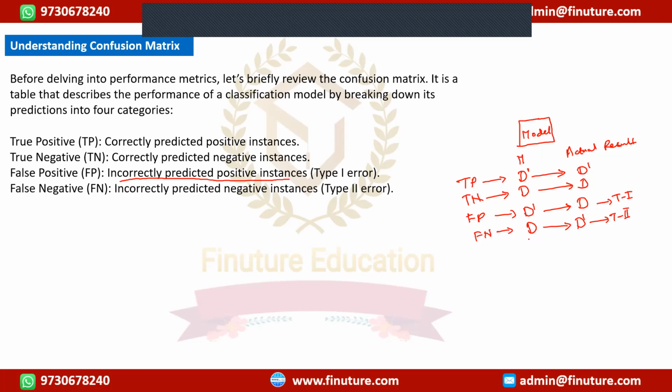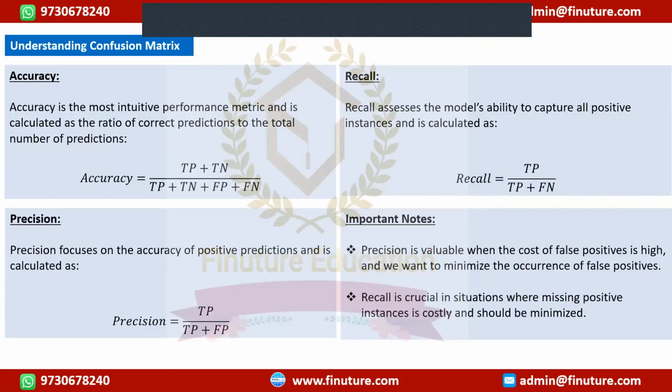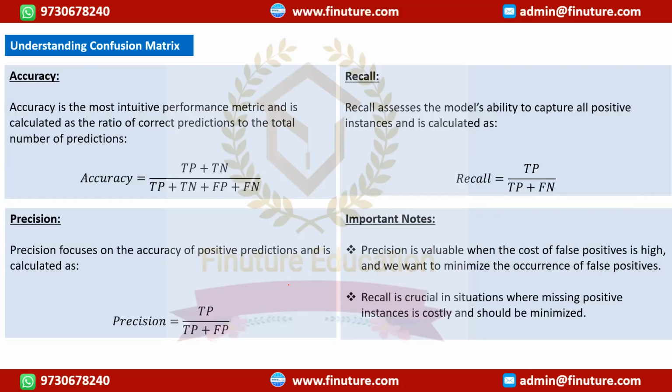So remember, we said that the model says a person is guilty, but he was actually innocent. So the jurisdiction system says he is guilty, but he was actually innocent. So that's kind of a type 2 error. So these are the terms that you have to bear in mind. And these are the various performance metrics that are used in the confusion matrix.